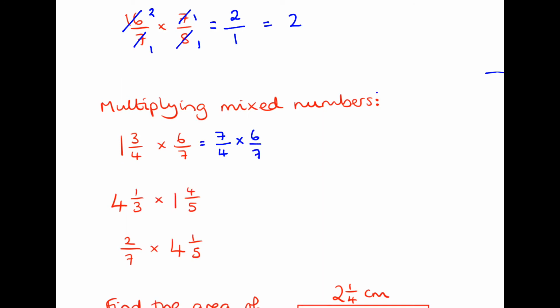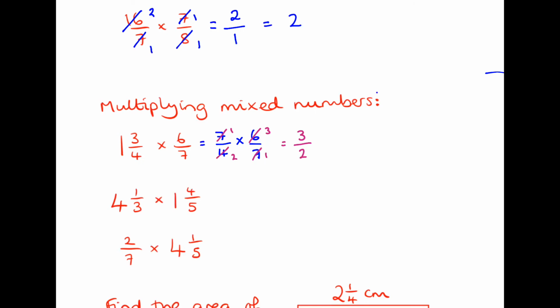So we'll have a look and see what cancelling, if any, can be done here. So we can see we've got a 7 on the top and the bottom. And then looking at the 6 and the 4, they're both in the 2 times table. So 6 is 3 times 2 and 4 is 2 times 2. So altogether, we've got 1 times 3 is 3, 2 times 1 is 2, so our answer is 3/2.